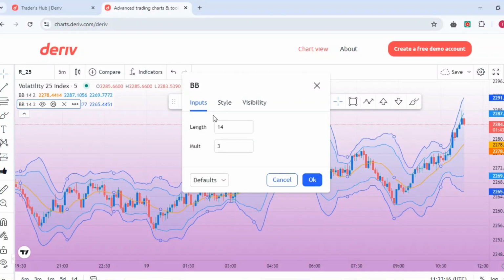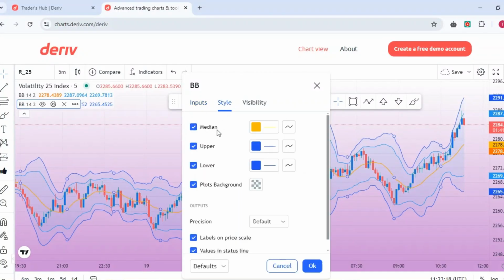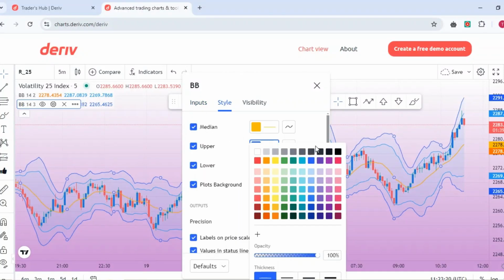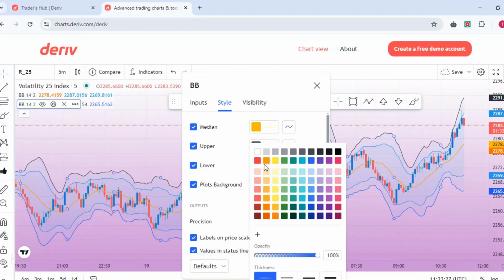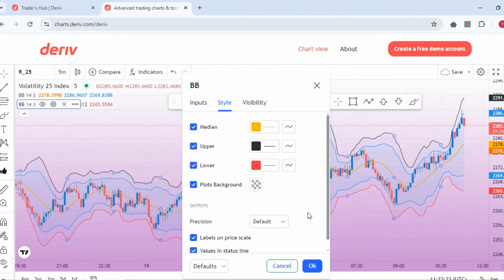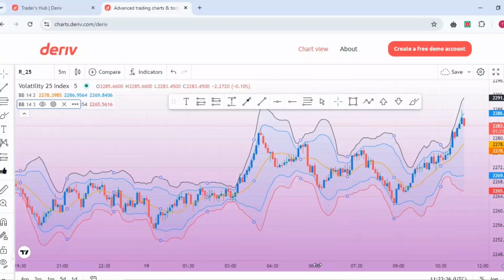Okay, in the settings we are going to change the style to black, and the lower part we change it to red. Understood? And that's it. The opacity is 100, and okay.